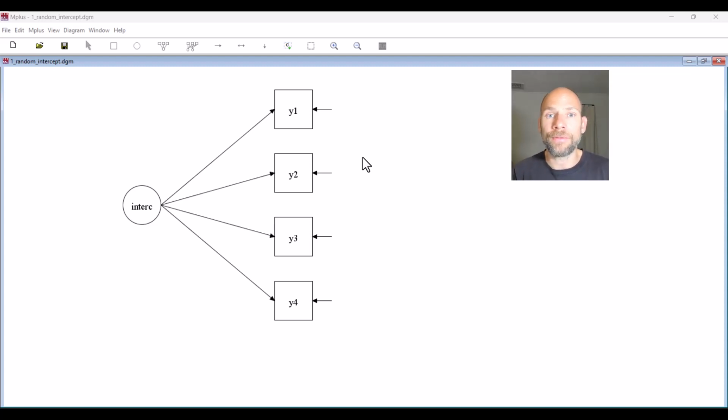Also, I have a separate video on this channel in which I talk about the random intercept model conceptually in more detail. You can also look at that if you want to know more about the theoretical background of the random intercept model. Now let's take a look at how this model is actually specified in the Mplus software.